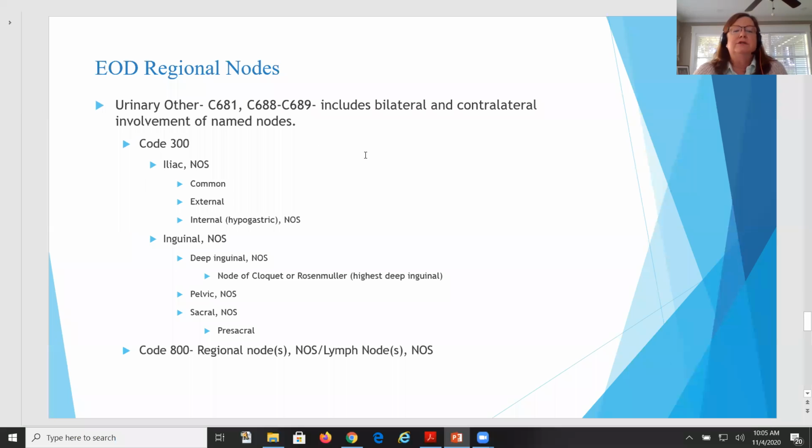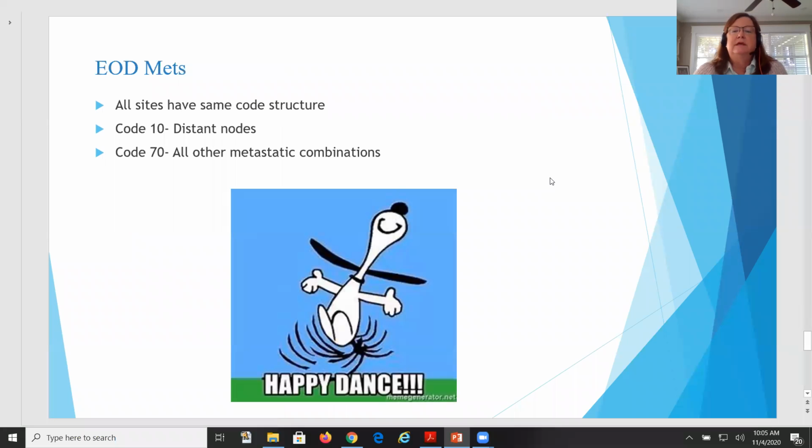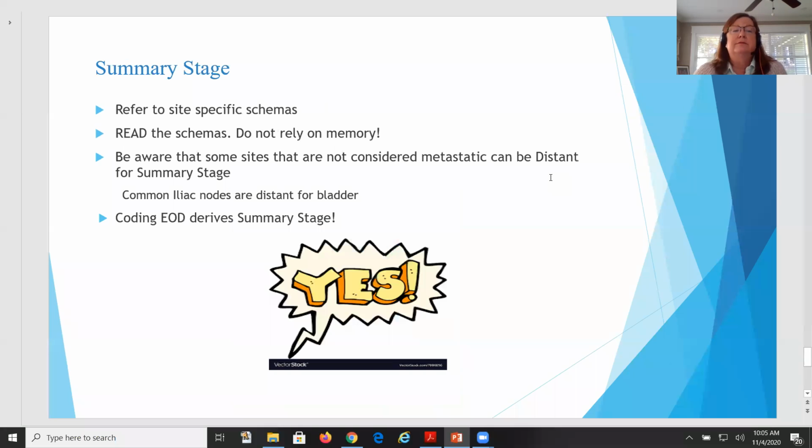And then our regional node listings for the others, the C681 and C688 through 689. We have the regional nodes, and there's no criteria code for lymph node size or whether single or multiple nodes. The EOD METS codes are easy because they're the same for all the sites. Code 10 is distant nodes, and code 70 for all other metastatic combinations.